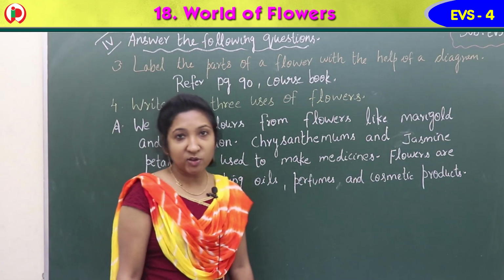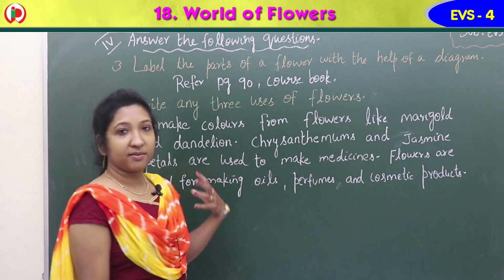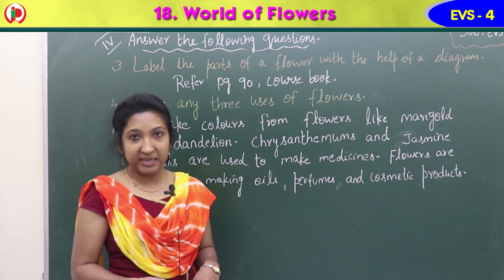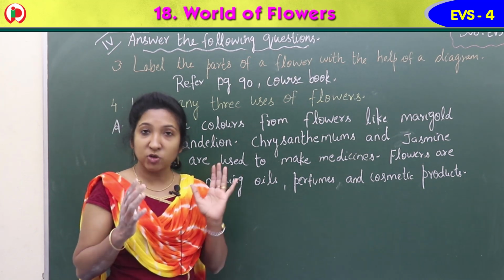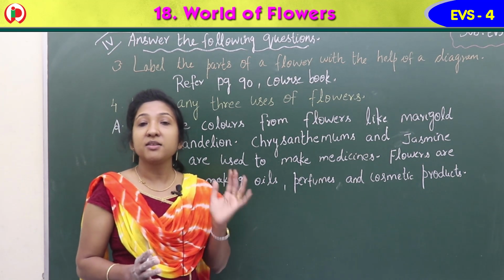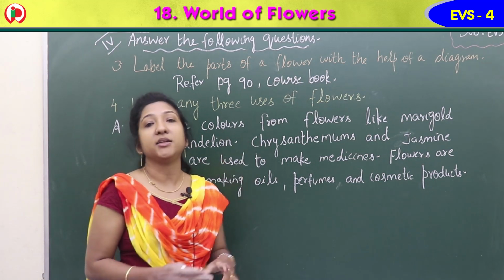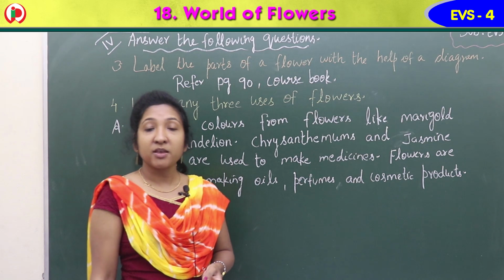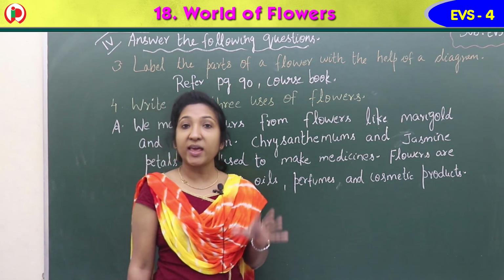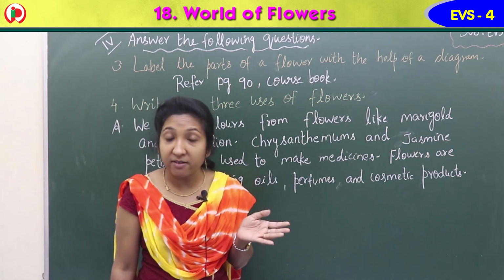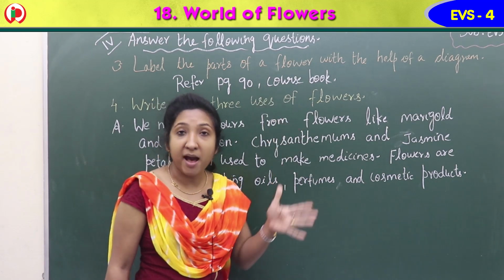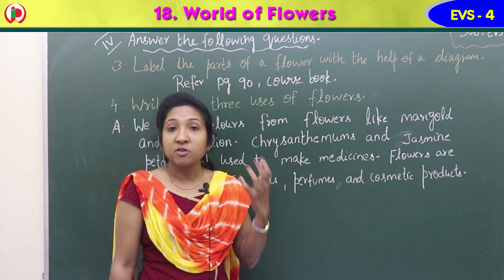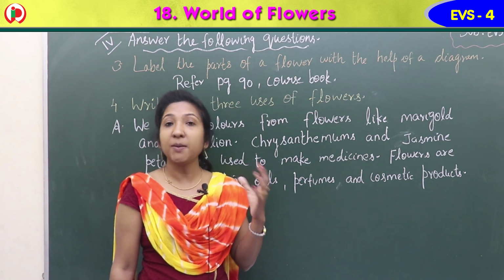Children, so our next question is question number 3. Label the parts of a flower with the help of a diagram. So first you draw the diagram of a flower, then you have to label each part. So refer to page 90 in the course book. In your course book, page number 90, you can see the image of a flower with different parts marked on it. Okay, so see the image, draw it and label the parts.